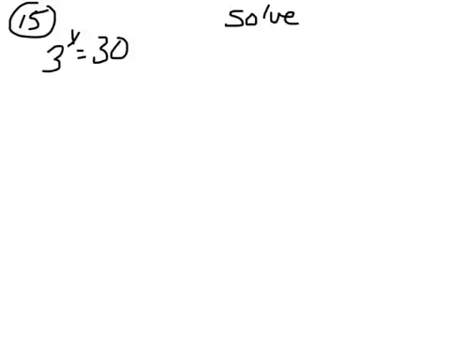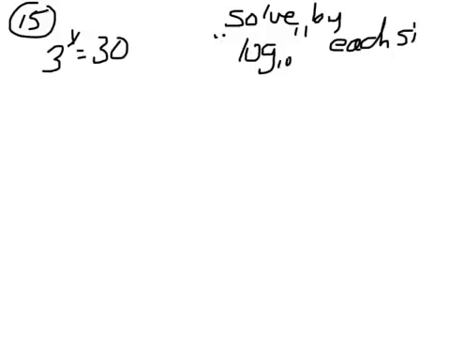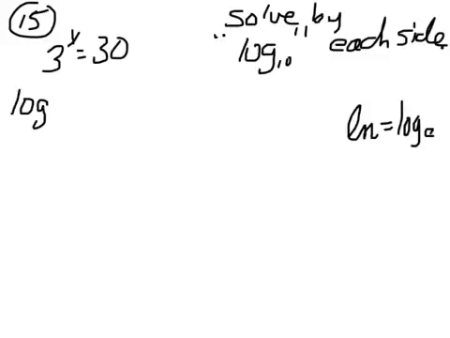So solve by doing log base 10 of each side. Now, you don't actually have to do base 10. You want to do something that's in your calculator, so we usually do base 10. There's also another log in your calculator that is ln, and that's log base e, and you could do that as well, but let's just stick with log base 10 since we're familiar with it. So I would say log of 3 to the x, and again, if you want to write the 10 in, you can, is log base 10 of 30.